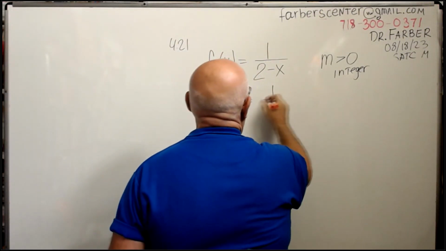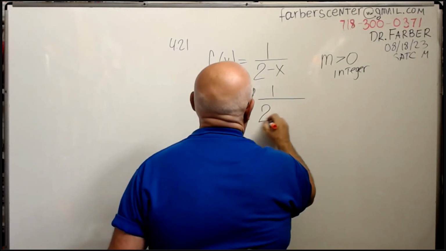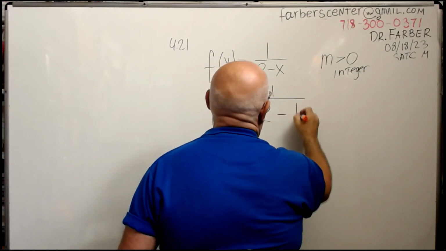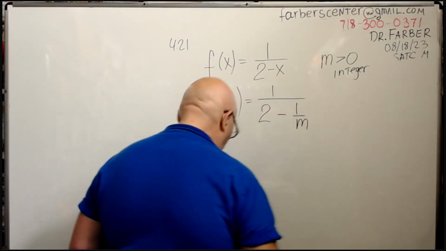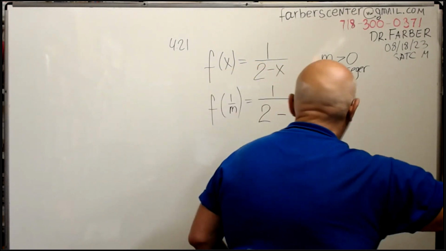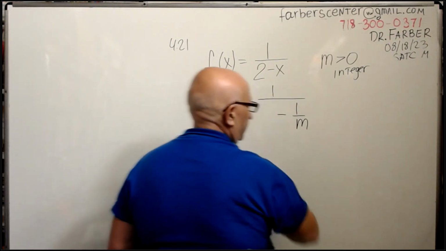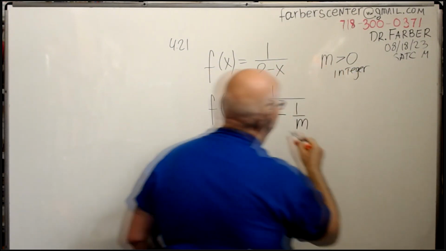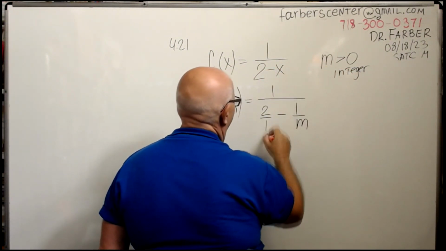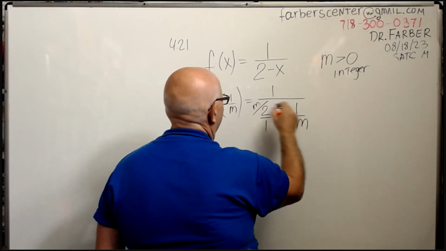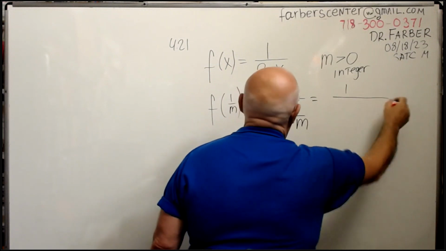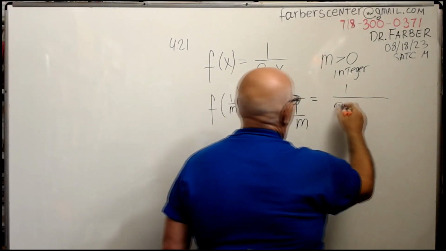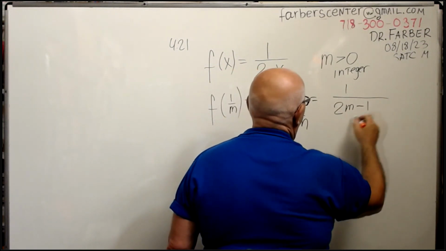It's 1 over 2 minus 1 over m. Now let me make this 2 a little bit smaller and use LCD. 2 is the same like 2 over 1. This is m and this is 1. Equals 1 over 2m minus 1 over m.